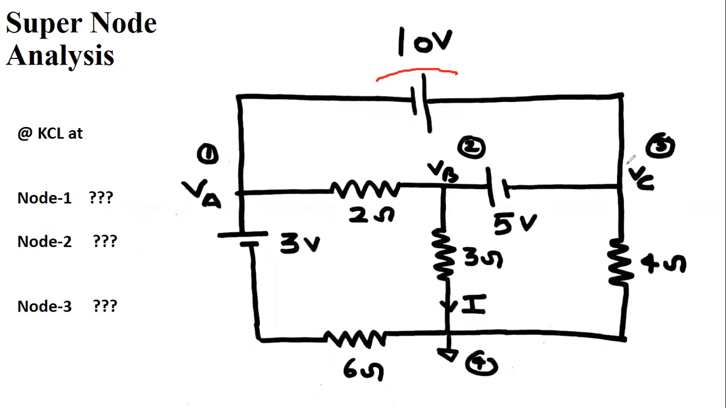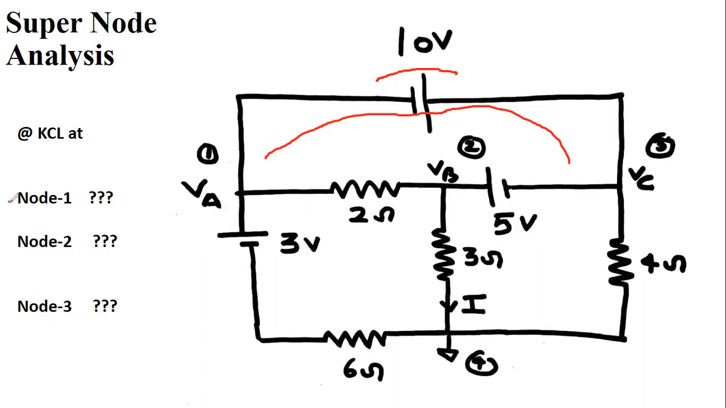Then how can you apply the KCL? Suppose we want to find the current in this branch, because this is VA and this is VC. A potential difference we can take as VA minus VC plus 10, but there is no resistance. So what we have to divide by is the resistance value 0, so the current becomes infinity, which is not possible.